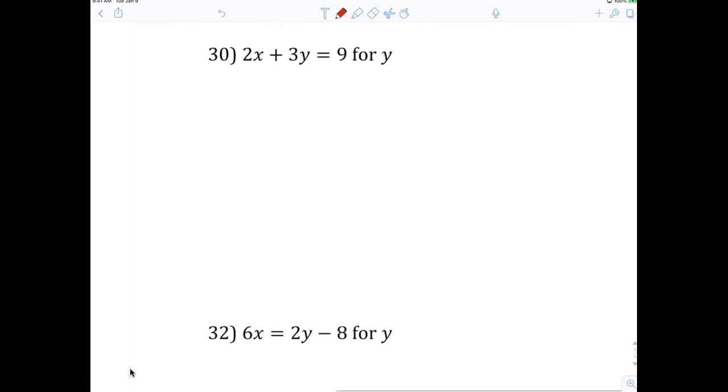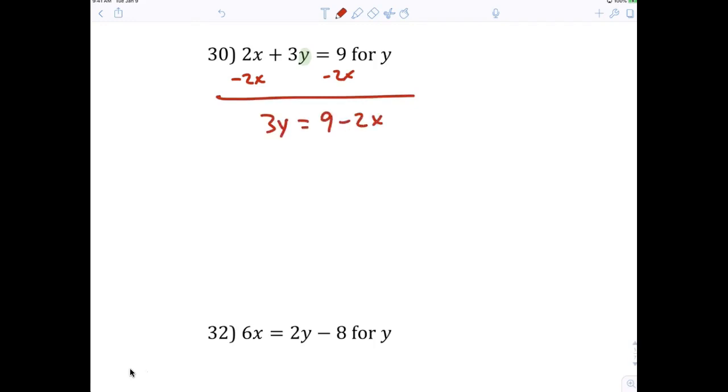Carly, you're up. What am I doing? Let's highlight or underline: solving for y. So what do I have to do? Good job, girl. 3y equals 9 minus 2x. And now what? Yep. Very, very good. Perfect.